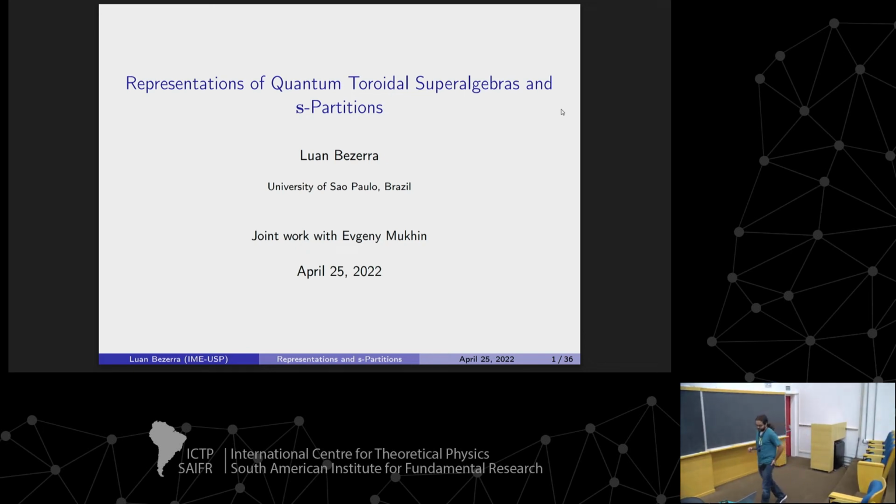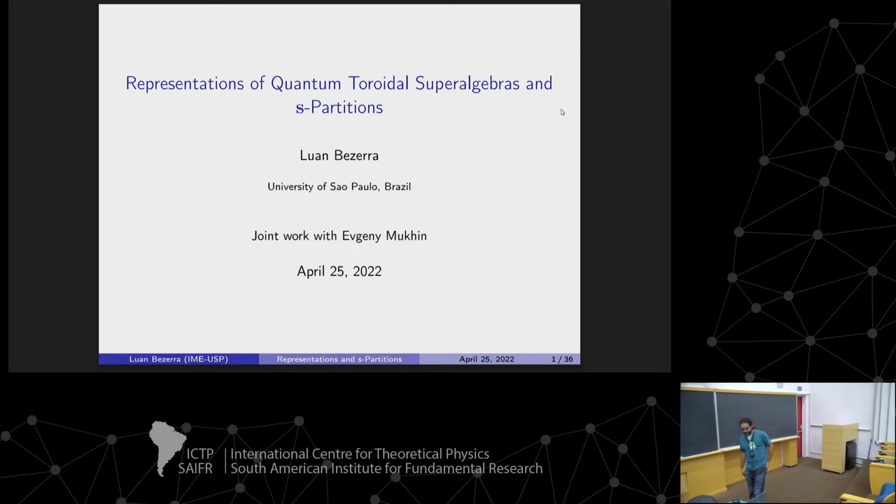So my goal is to give the combinatorial description of some level one modules of affine quantum superalgebras and quantum toroidal superalgebras. This mimics the construction for the even case, and so I'll be pointing out how this was done in the even case and what are the differences that you had to overcome to achieve this description.